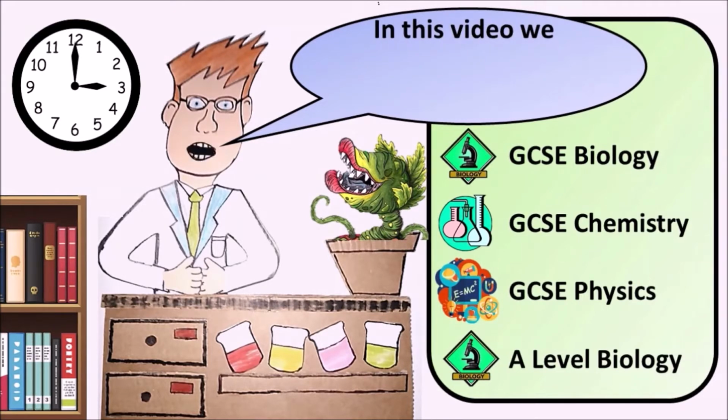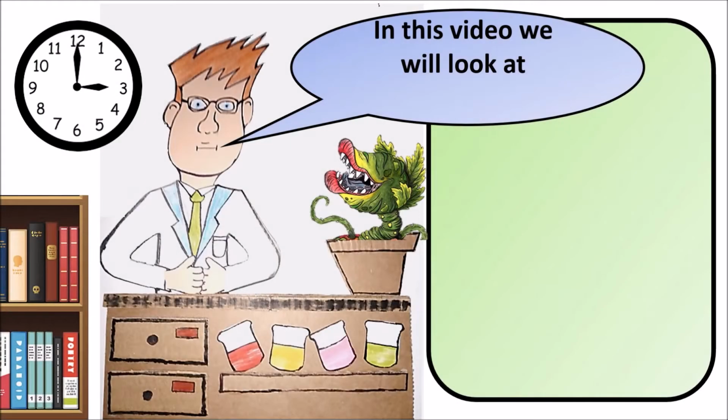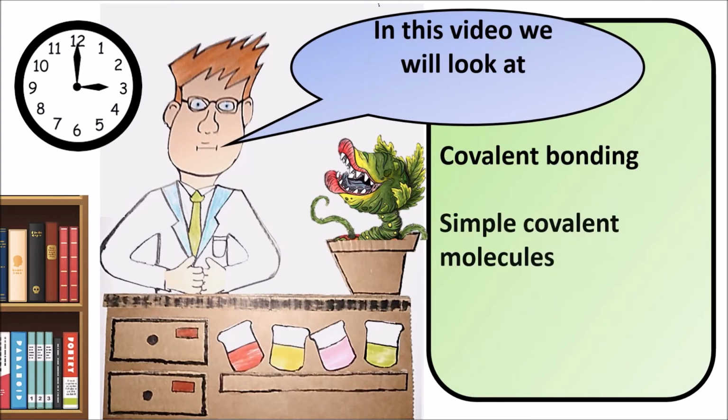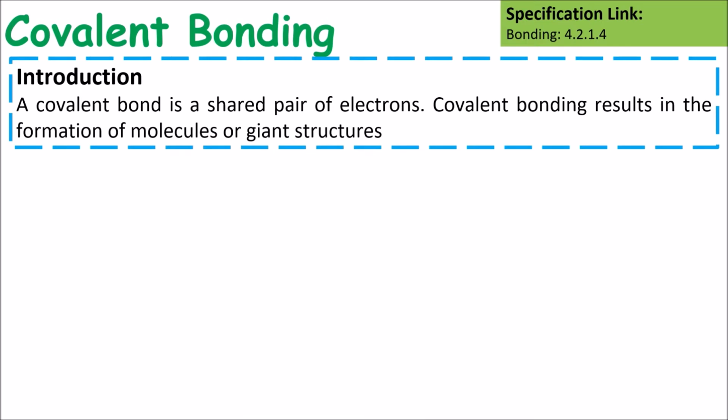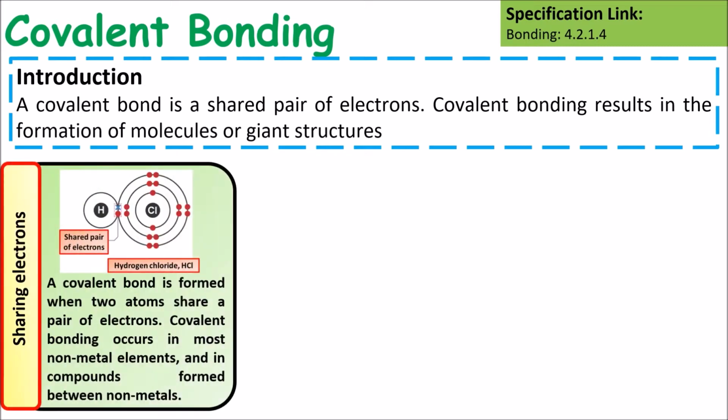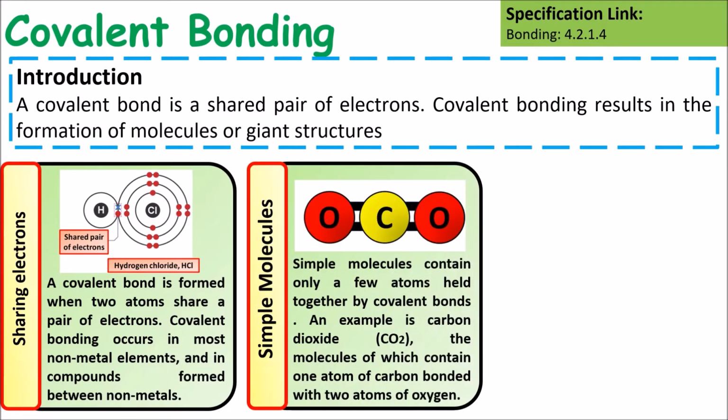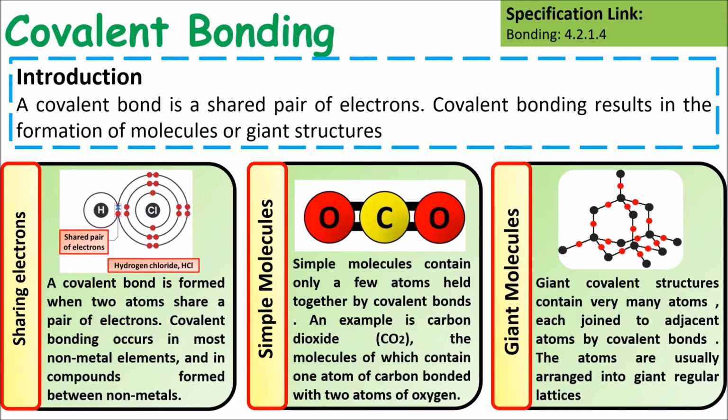In this video, we will look at simple covalent molecules and giant covalent structures. A covalent bond is a shared pair of electrons. Covalent bonds result in the formation of molecules that can either be small or large. We'll have a look at how these covalent bonds form, the properties of simple molecules, and how they go on to form giant molecules and the properties of these giant molecules.